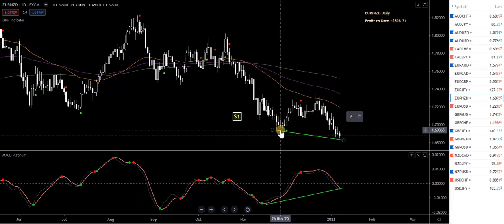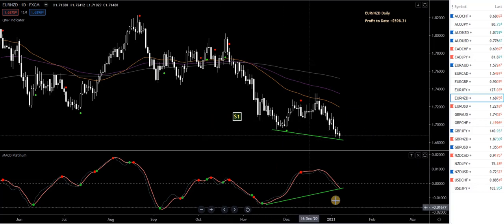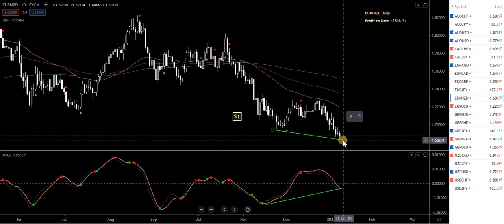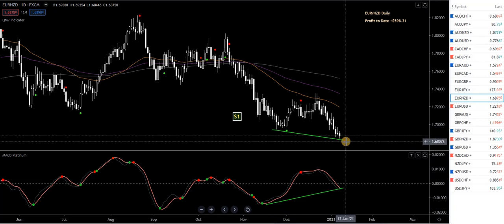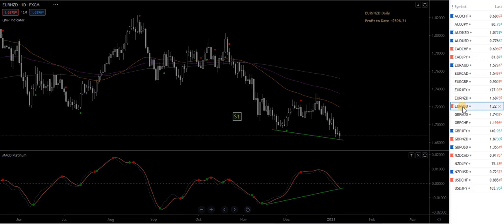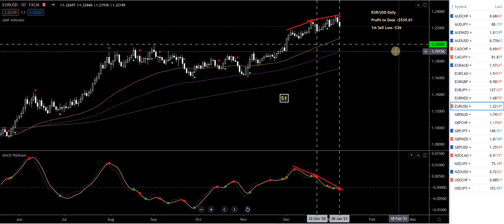I've made some good profit. Again, drawing my trend lines in, looking for buys now. We're below the zero level on the MACD platinum, potential hidden regular bullish divergence forming there, regular bullish divergence, but not yet. Euro USD, it's highlighted in pink for a reason.